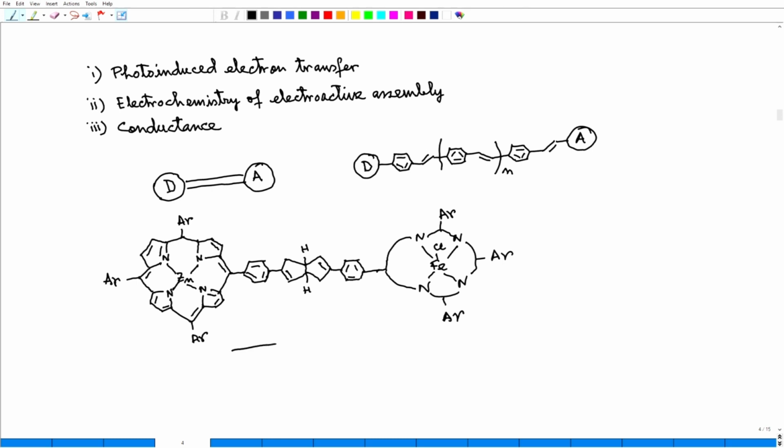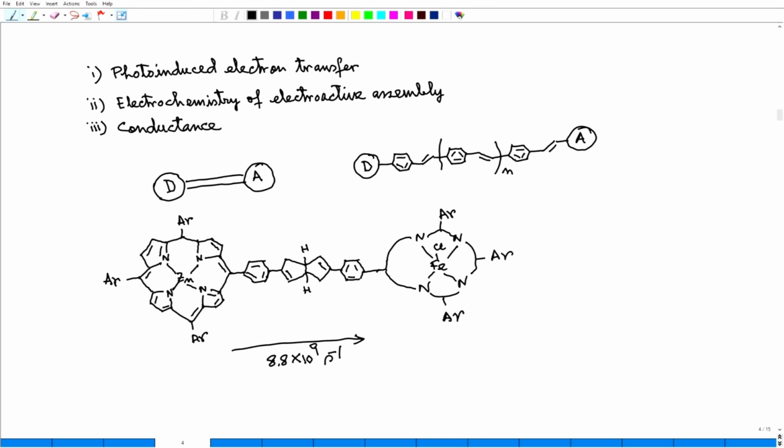The electron transfer rate is also given, 8.8, so a pretty fast rate, 10 to the power 9 per second. So, electrochemically we can transfer electrons from here to here. This is the direction the electron can transfer. So, this is one example of a molecular wire.